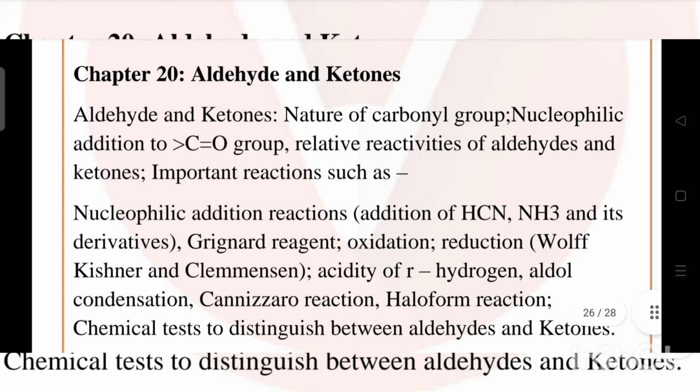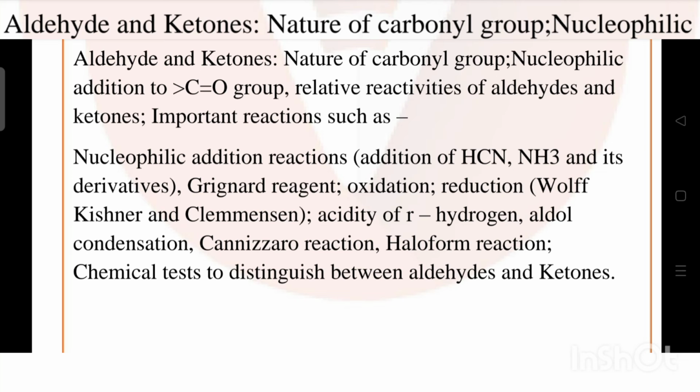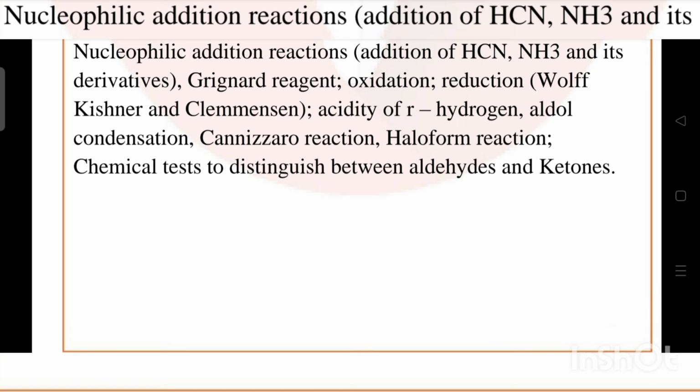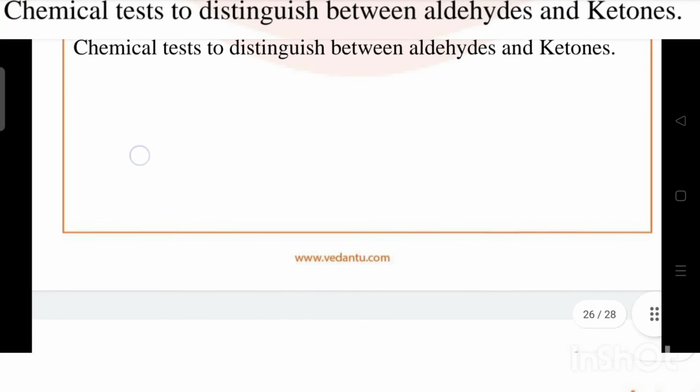Aldehydes and ketones: nature of carbonyl group, nucleophilic addition to the carbon-oxygen group, reactivities of aldehydes and ketones, important reactions such as nucleophilic addition of HCN, NH3 and its derivatives, Grignard reaction, oxidation, reduction, Wolff-Kishner and Clemmensen reaction, acidic alpha hydrogen, aldol condensation, Cannizzaro reaction, haloform reaction, chemical tests to distinguish between aldehydes and ketones.